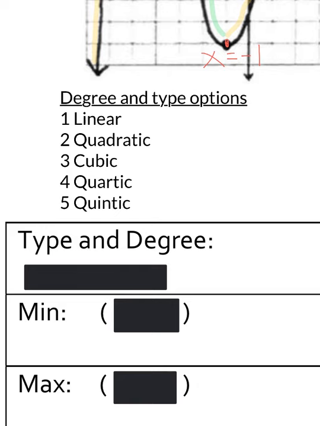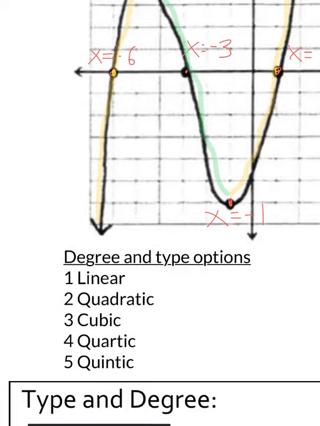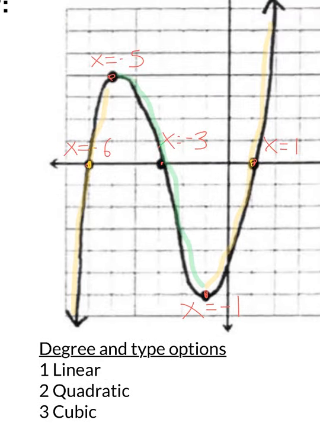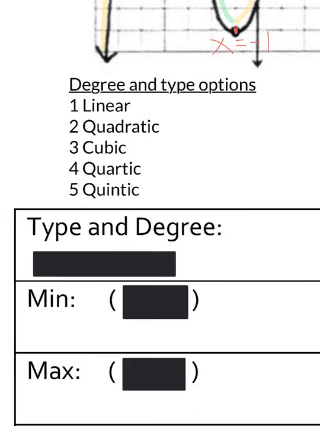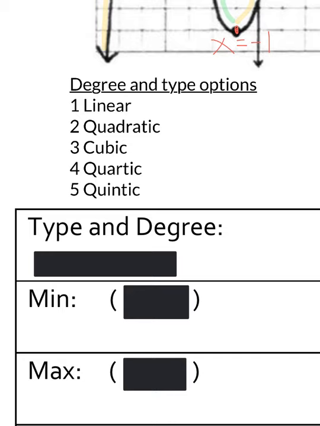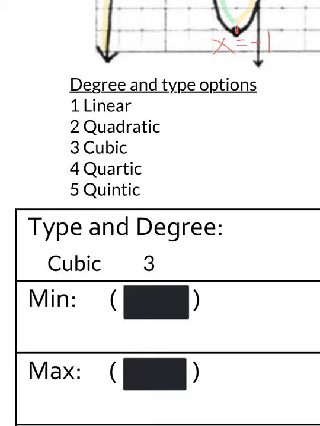Now, if we go back up to our graph, we notice that our graph went in 3 directions, yellow, green, yellow, or up, down, up. So our 3 directions tell us that we have a 3rd degree cubic function. Okay, so the type is cubic, degree is 3.